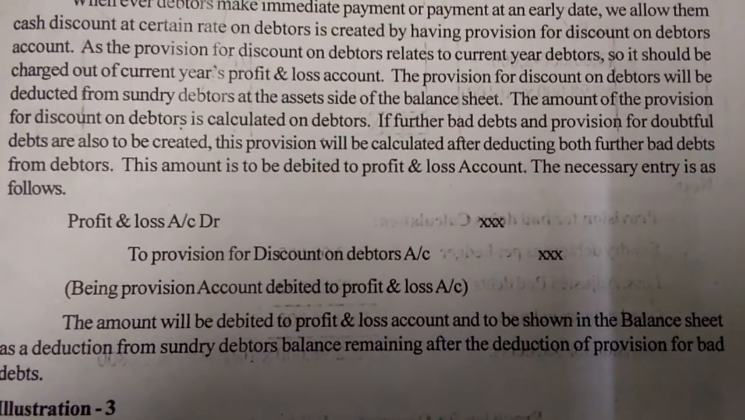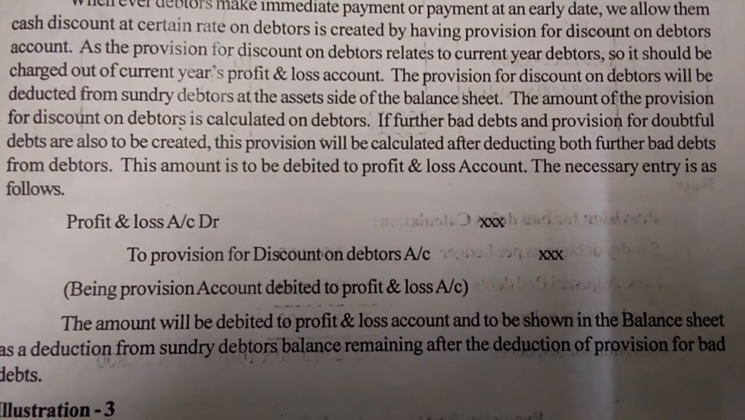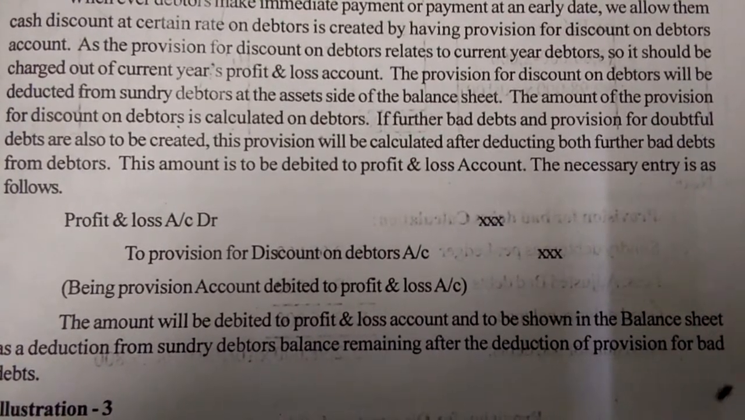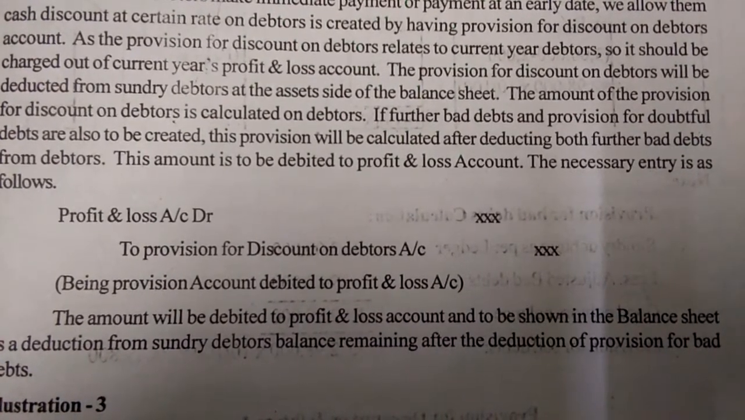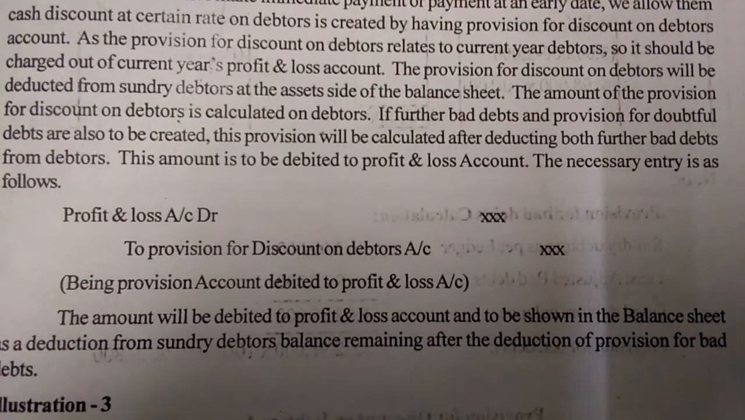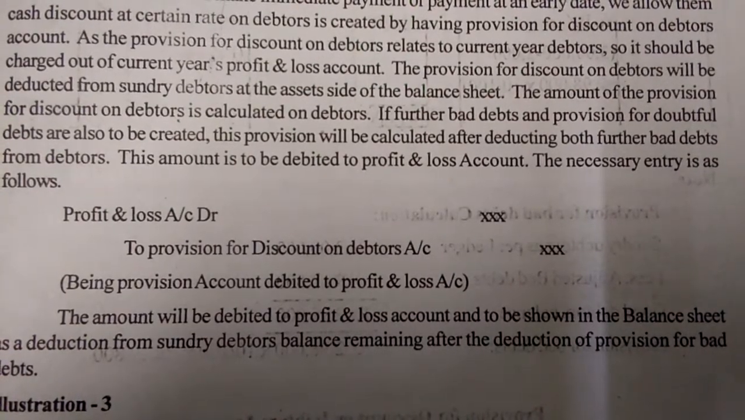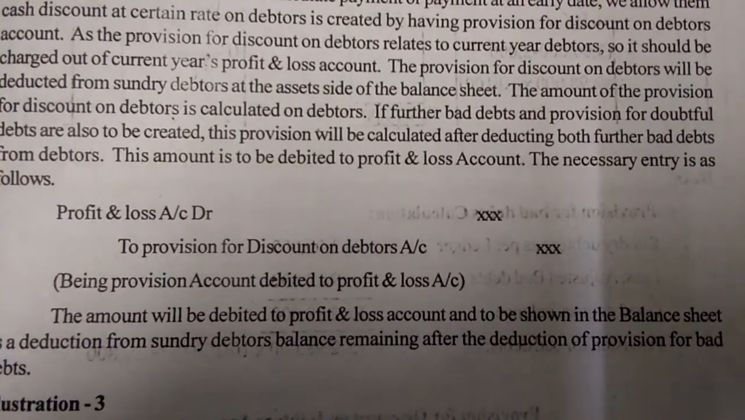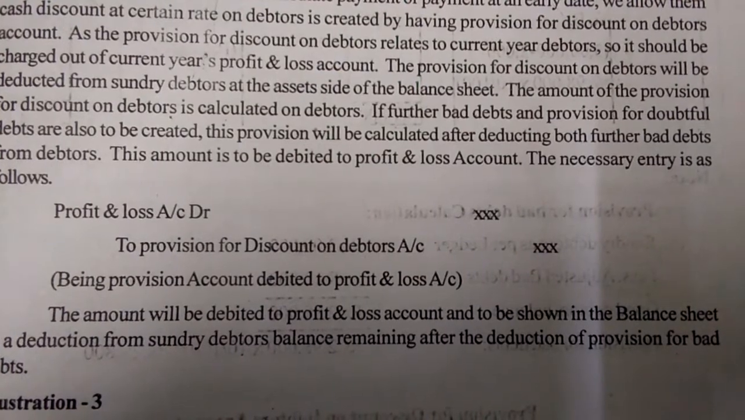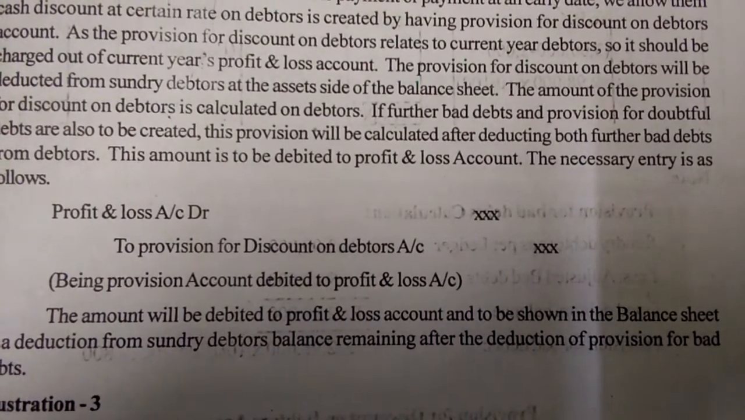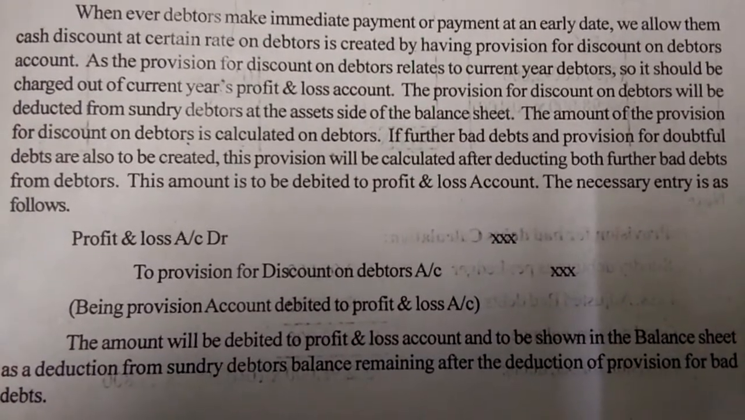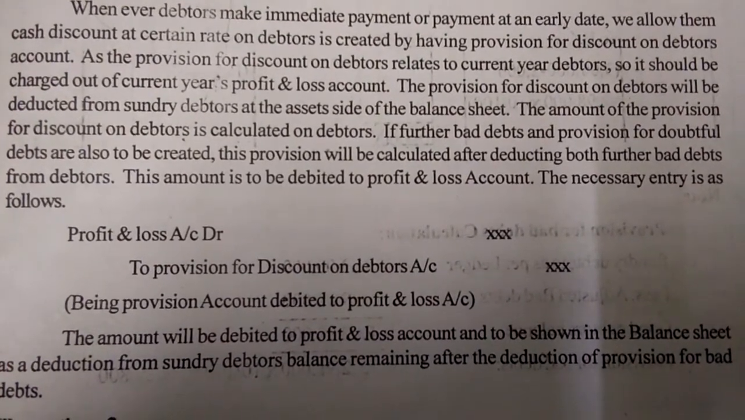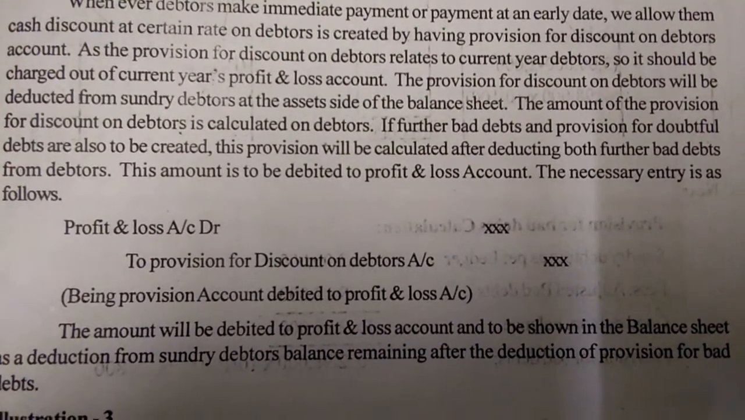The amount of the provision for discount on debtors is calculated on debtors. If further bad debts and provision for doubtful debts are also to be created, this provision will be calculated after deducting both further bad debts and the provision for doubtful debts from debtors. This amount is to be debited to profit and loss account.